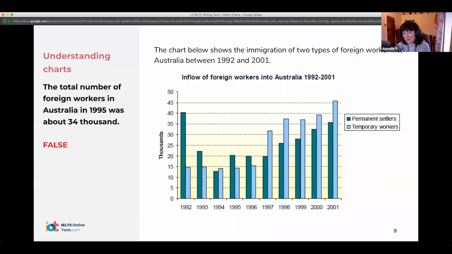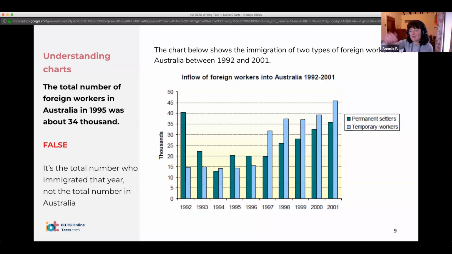Oh, yes, somebody, I'm sorry I missed your name because it went by so quickly. Yes, it's the inflow. Somebody said that. I'm really sorry I missed your name. It's not actually the people who are in Australia, but it's the people who arrived in Australia in that year.